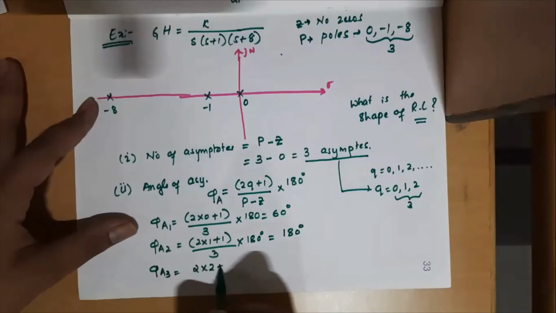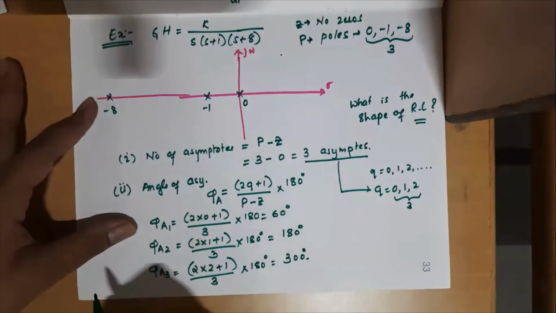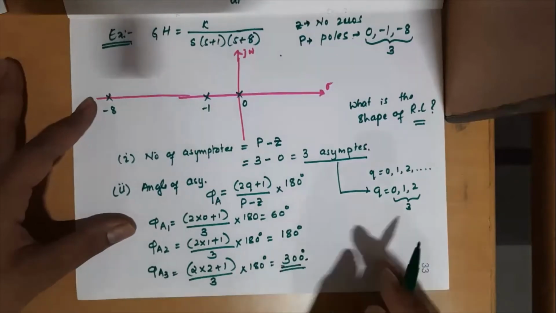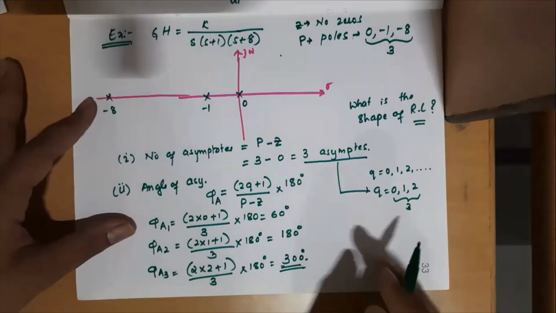Then phi A3, the third angle of asymptote, is 300 degrees. You can make a calculation of this. It's very simple. 180 by 3 is 60, and 60 into 5 is 300. So we have calculated the angles of asymptotes for our 3 asymptotes.